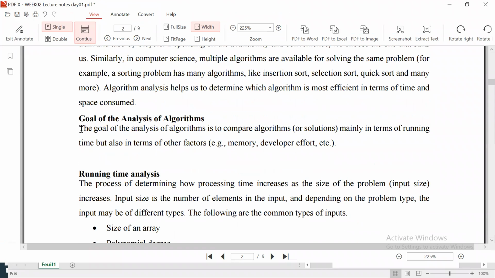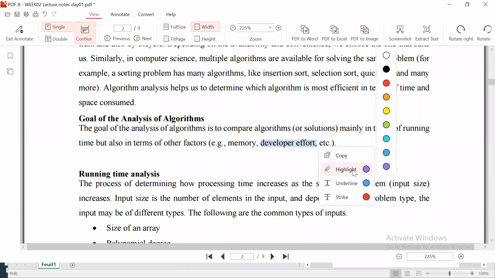Okay, so the goal of analyzing an algorithm, now we're looking at what are the goals of algorithm analysis. The goal of analyzing algorithm is to be able to compare algorithms, mainly in terms of the running time and also in terms of memory usage. Okay, you can also compare the algorithm in terms of developers' effort.